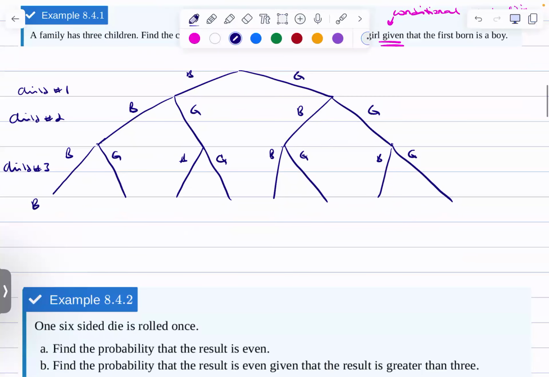At the bottom, I like to write out all the combinations that I have. And so boy, boy, boy. And what you want to do is consistently run down each set of branches so that you write them out in the same order, because order matters. Boy, boy, girl. Boy, girl, boy. Boy, girl, girl. Girl, boy, boy. Girl, boy, girl. Girl, girl, boy. Girl, girl, girl. Okay.